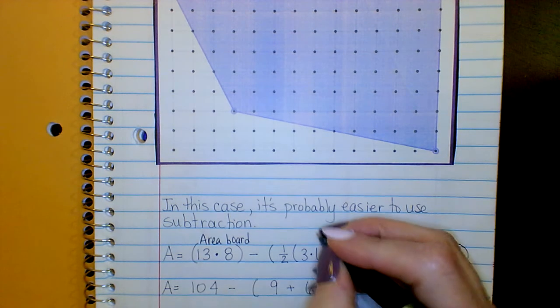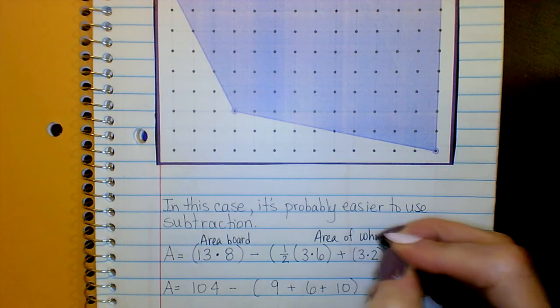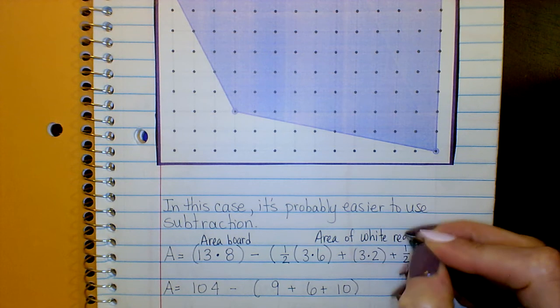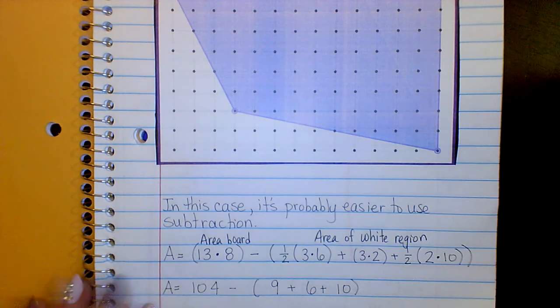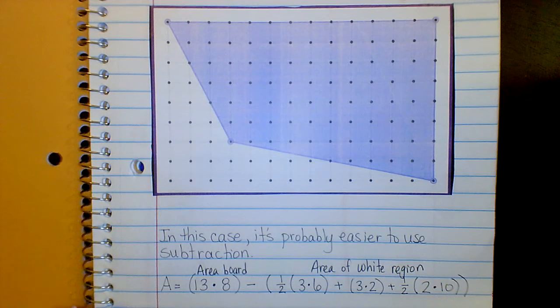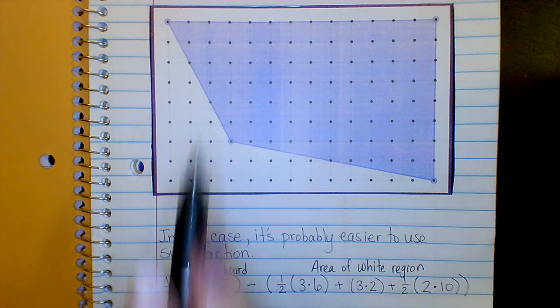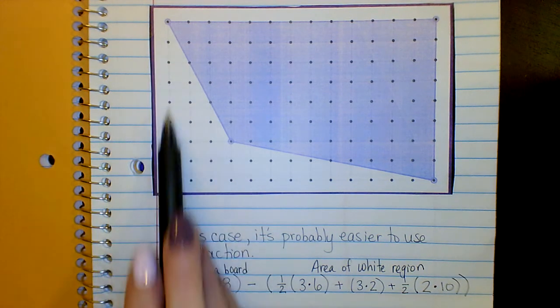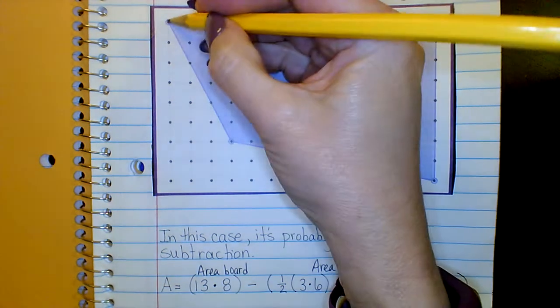And then all of this is the area of the white region. Now, where did I get some of this? This one-half times 3 times 6. So where did that come from? Well, right here, let's try to accent this.